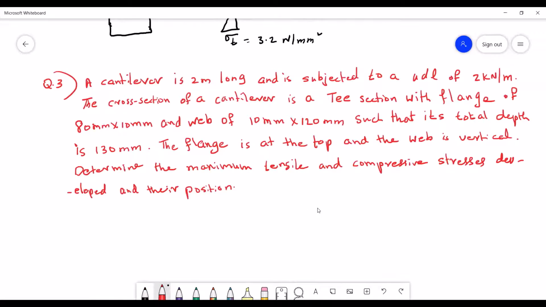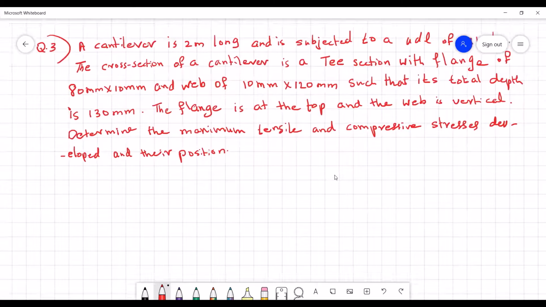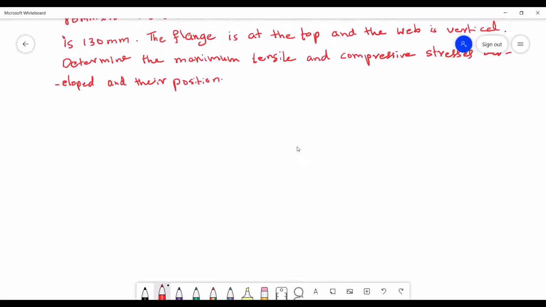Come to question number 3. A cantilever is 2 meter long and is subjected to a UDL of 2 kilonewton per meter. The cross section of the cantilever is a T section with a flange of 80 millimeter into 10 millimeter and a web of 10 millimeter into 120 millimeter, such that its total depth is 130 millimeter. The flange is at the top and the web is vertical. We have to find the maximum tensile as well as compressive stresses developed.